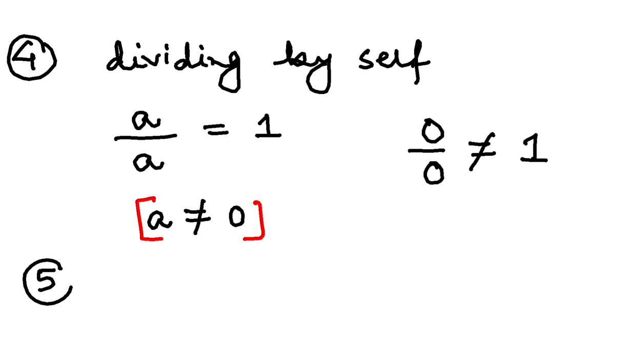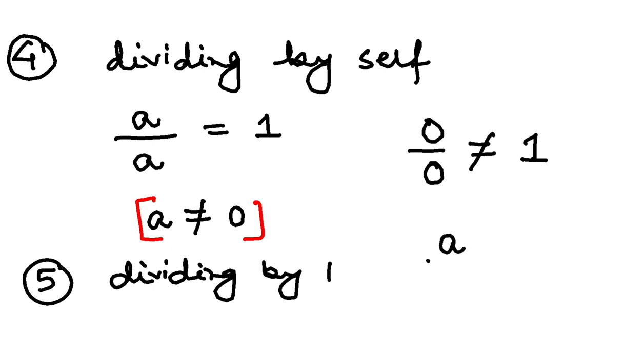Now property 5 is dividing by 1. If I take an integer a and divide by 1, this will always give you a. So if I divide 0 by 1, this will always give you 0, the same integer. So this is property 4 and property 5.